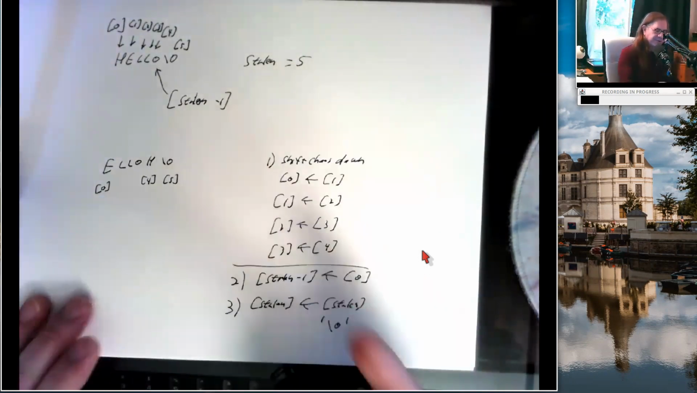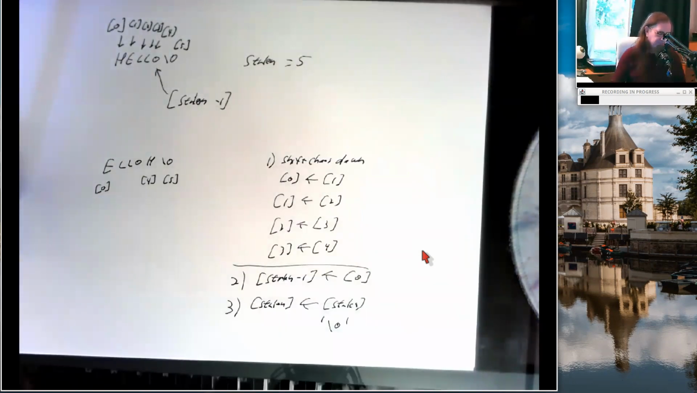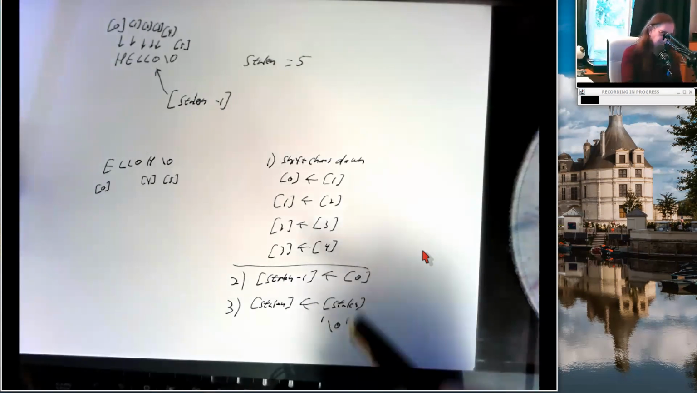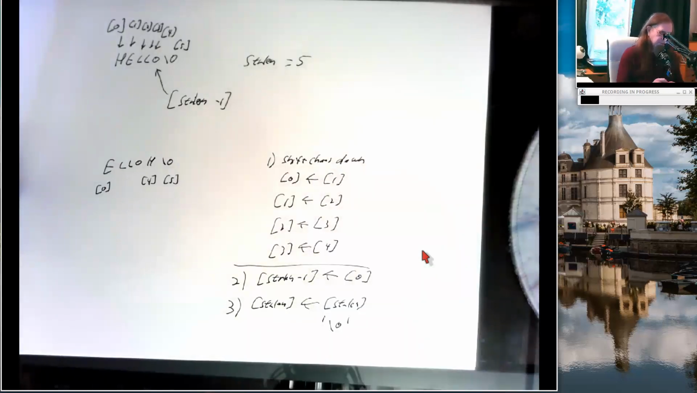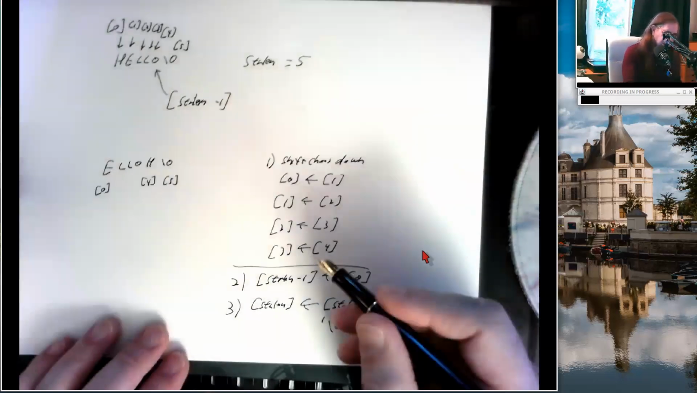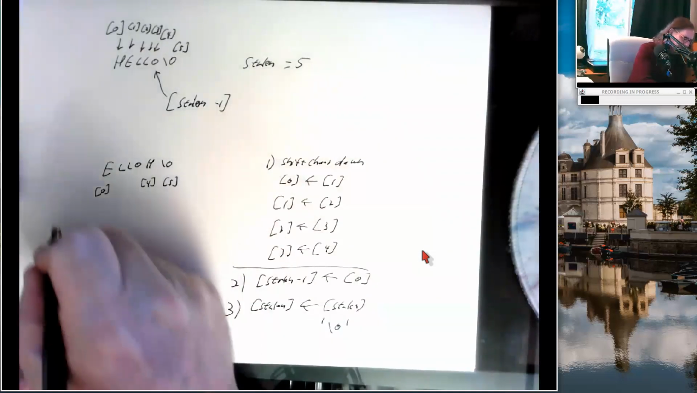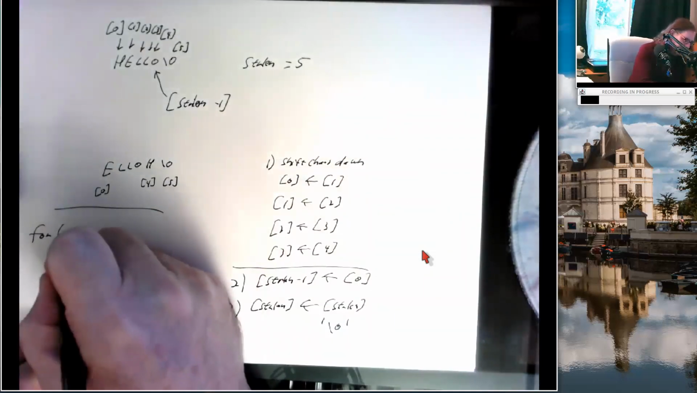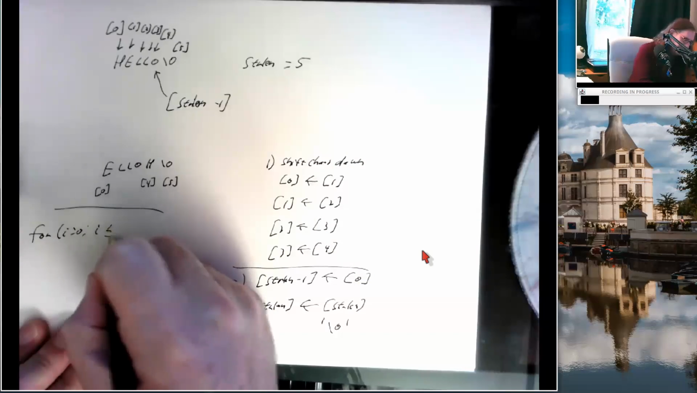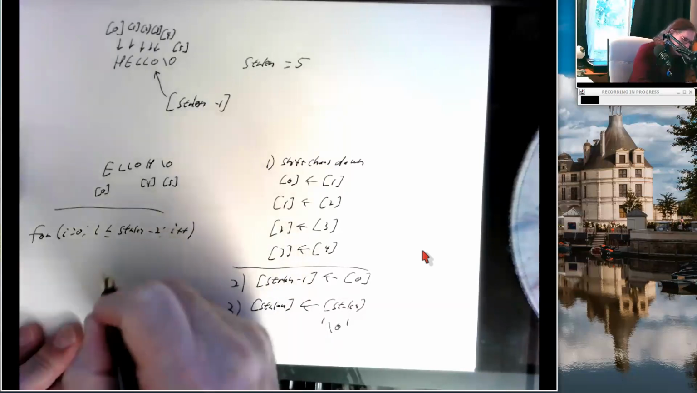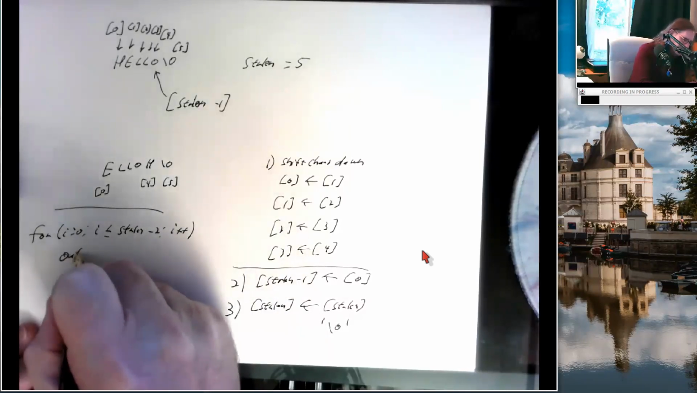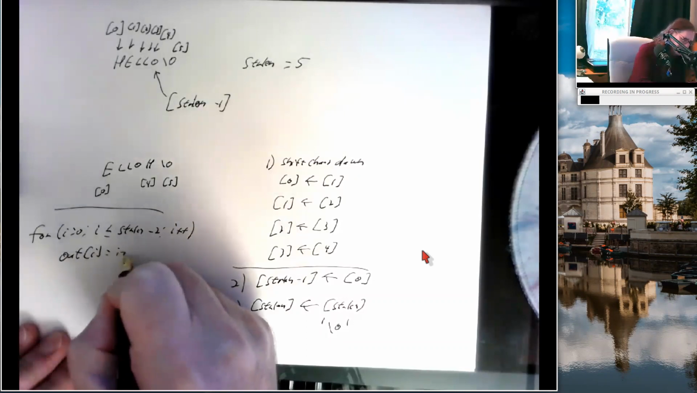And so this is a for loop, and we can go from 0 up to string length minus 1. So we can do something like this. For i equals 0, i less than or equal to string length minus 2, i plus plus, out bracket i equals in bracket i plus 1.